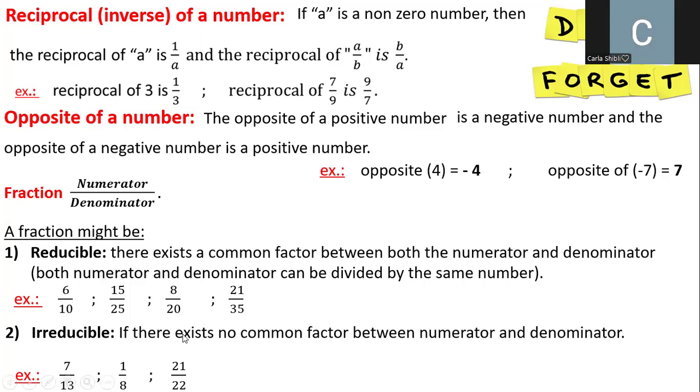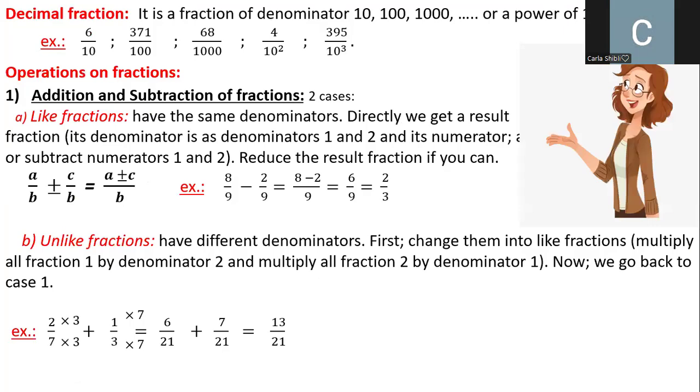21 over 22, why is it irreducible? Since the numerator and the denominator are successive, they come right after each other. For example, 5 over 6, 7 over 8, 9 over 10. These are successive numbers or consecutive numbers, so it's an irreducible fraction.